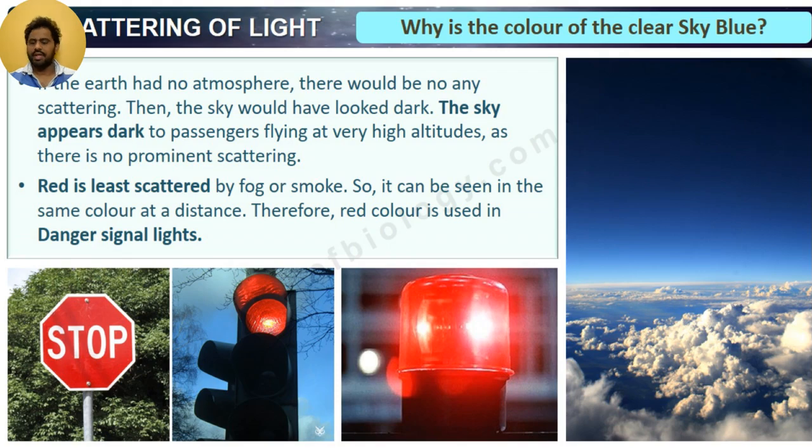Red is the least scattered by fog or smoke, so it can be seen in the same color at a distance. Therefore, red color is used in danger signal lights, as I just explained.